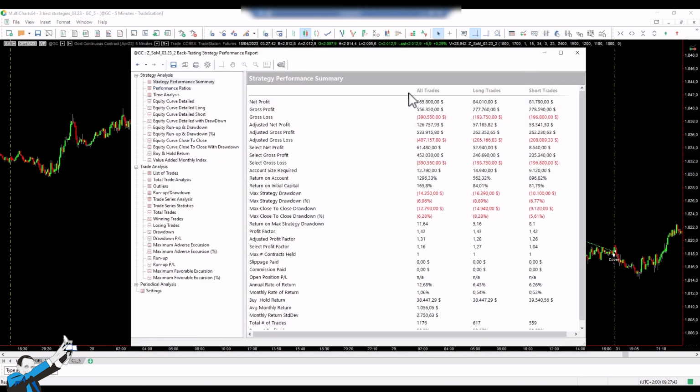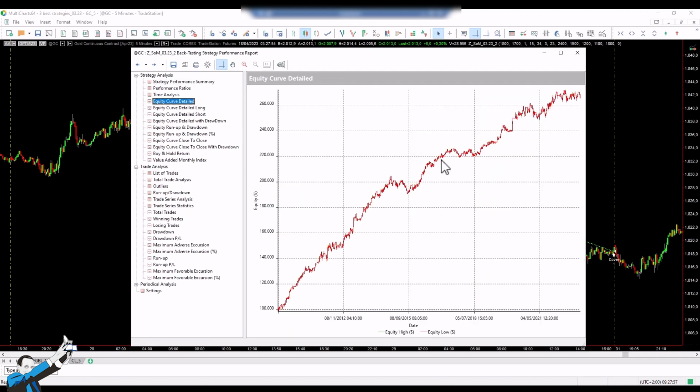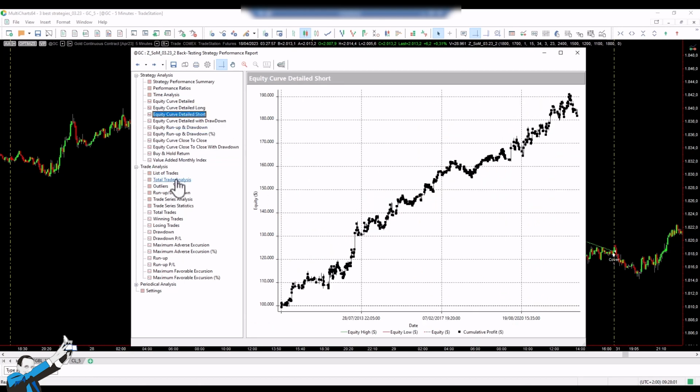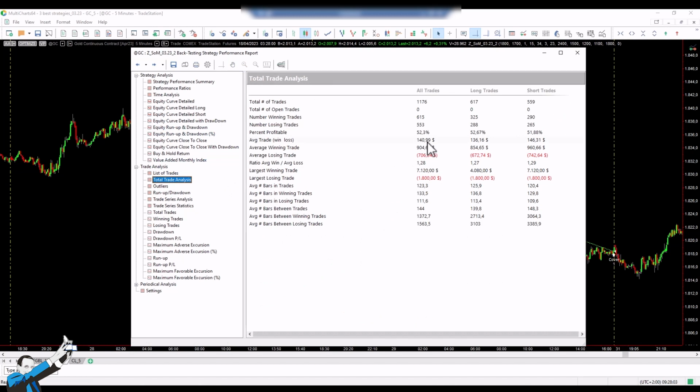We're seeing a net profit of $165,000 and a maximum loss of about $14,000. So again, the ratio is over 10. And yeah, we're very pleased with that. The equity line is smooth and rising. Very nice. Long side and short side. We can appreciate its regularity.